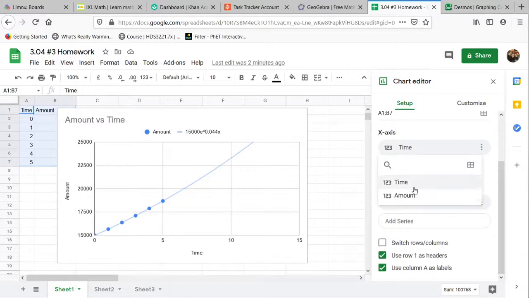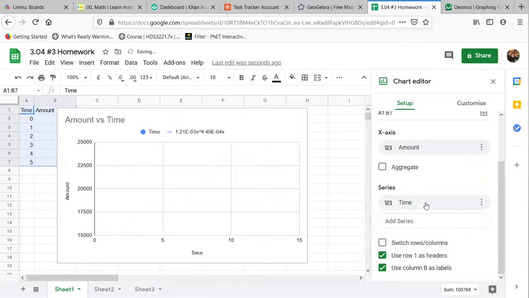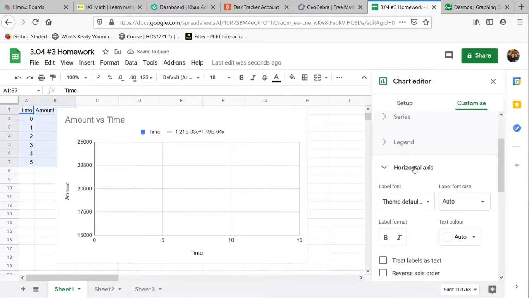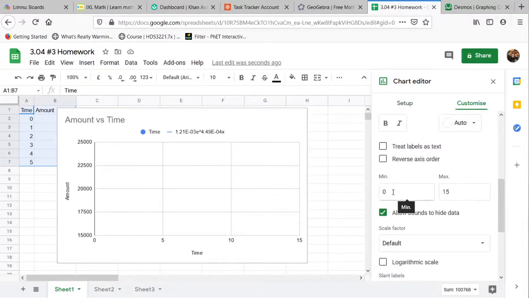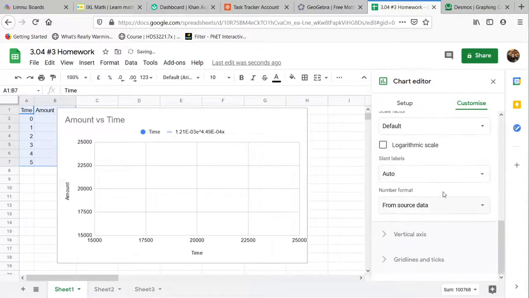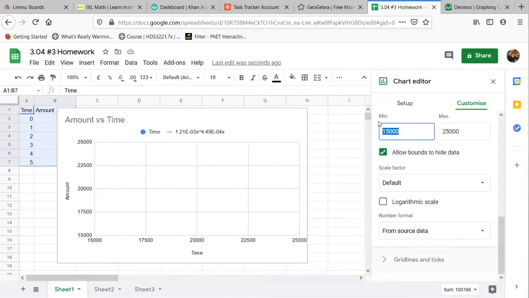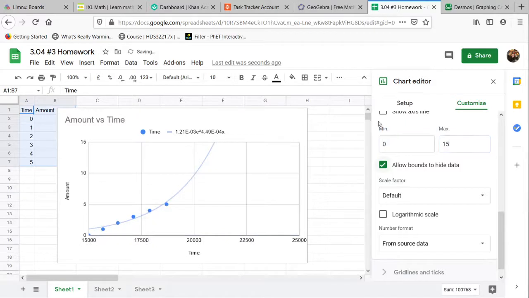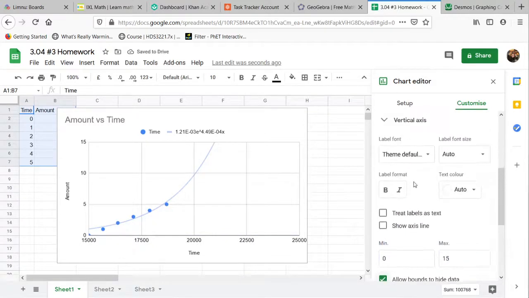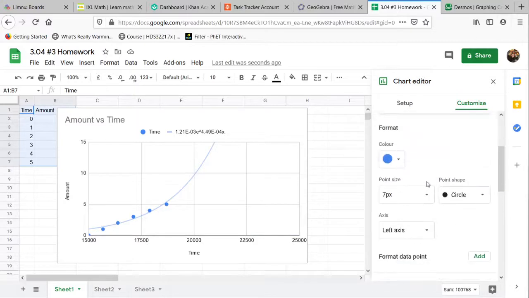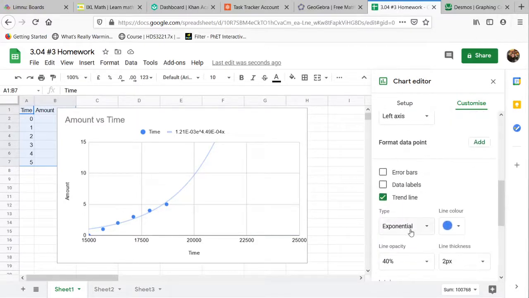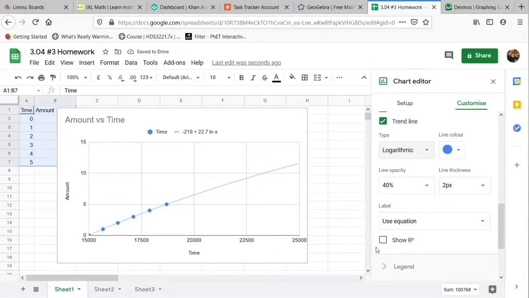Now we were also asked to find the logarithmic version. So we could do that by reversing our x and y axes because it is the inverse, which means we need our x to now go from 15,000 to 25,000. And we need our y-axis to go from 0 to 15. And we need to change our series. Our trend line has to go from exponential to logarithmic. And now we get a decent fit.